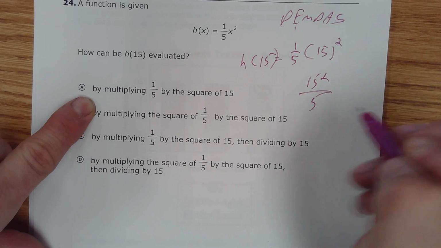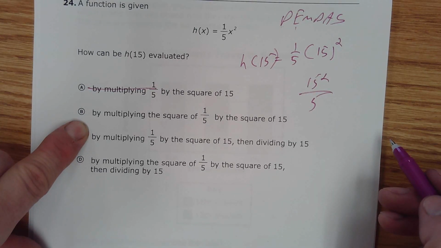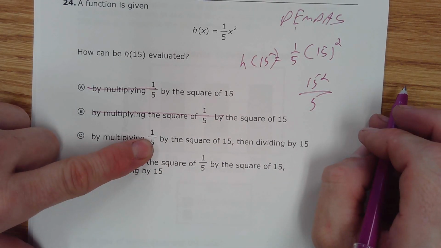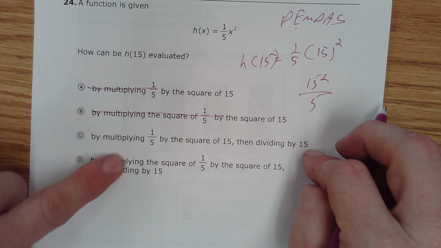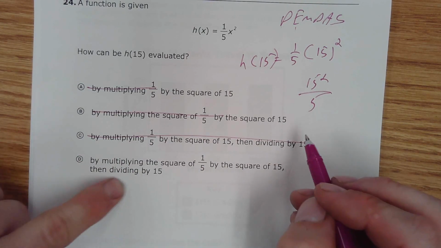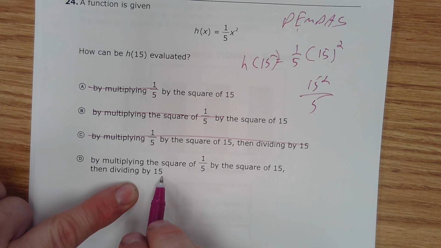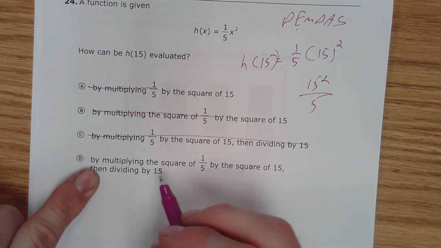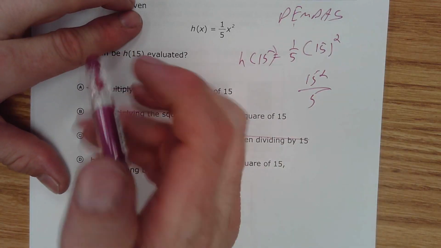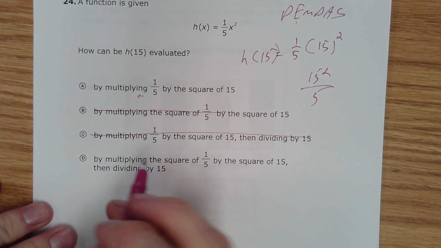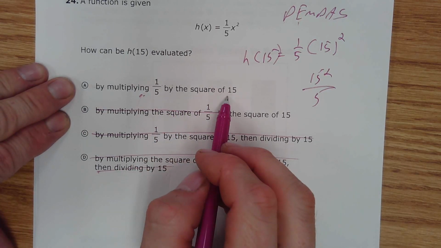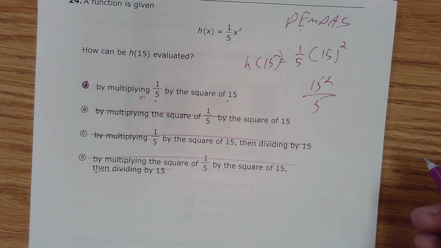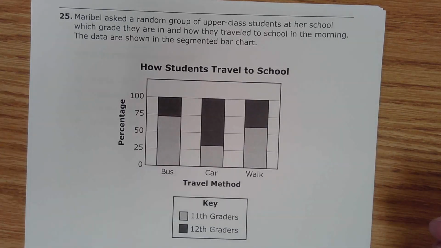Either one works. Multiplying by 1/5 first, nope, that's not right. Multiplying the square of 1/5, no. Multiplying 1/5 by the square of 15, then dividing by 15, no, that's not right. Hold on, let me read this. Multiply 1/5 by the square. That first one's right. So I'm going to square 15 and then multiply it by 1/5. That is the correct answer. I don't have to do anything more crazy with the 15s. All right, that's 24. Last one's 25.